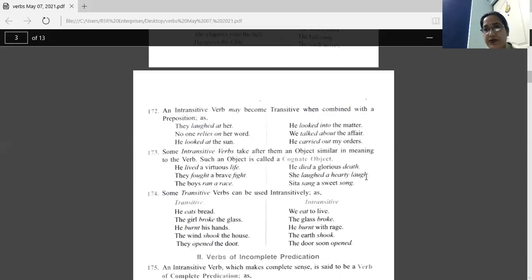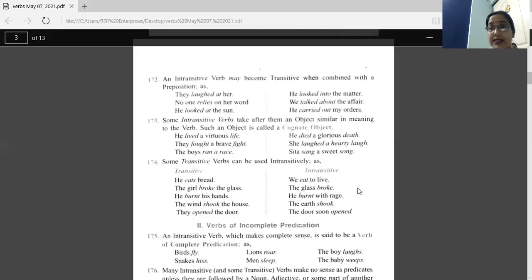She laughed a hearty laugh. She laughed itself is an intransitive sentence. We are adding an object here, a hearty laugh, and the meaning of this word is similar to the meaning of this verb, laughed. So laugh is a cognate object. Sita sang a sweet song. So the object here with the verb sang is song. Song and sang, somewhat similar meaning. So song is a cognate object, right? I hope you have understood what cognate objects are. When we use an object with intransitive verbs and the meaning of the object is similar to the verb, that is a cognate object. Okay.